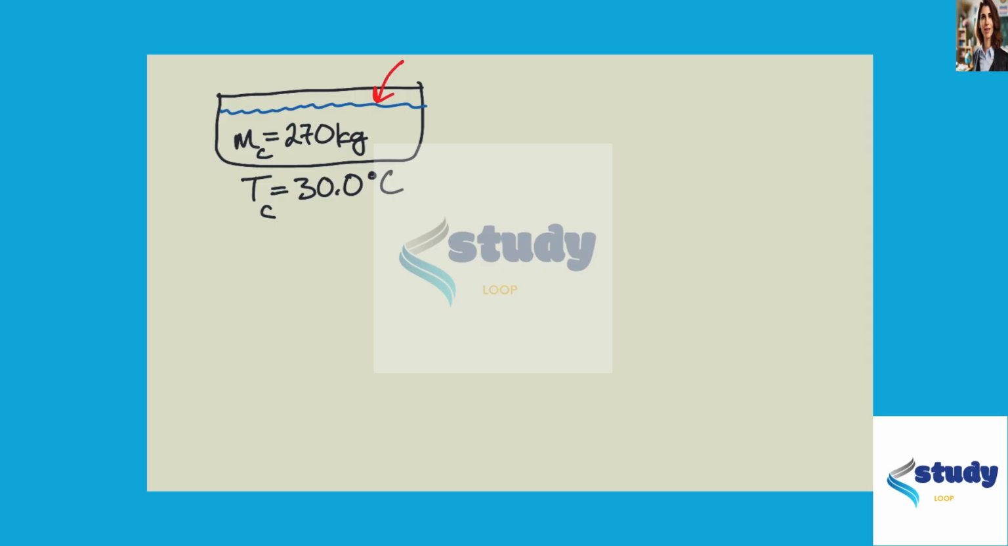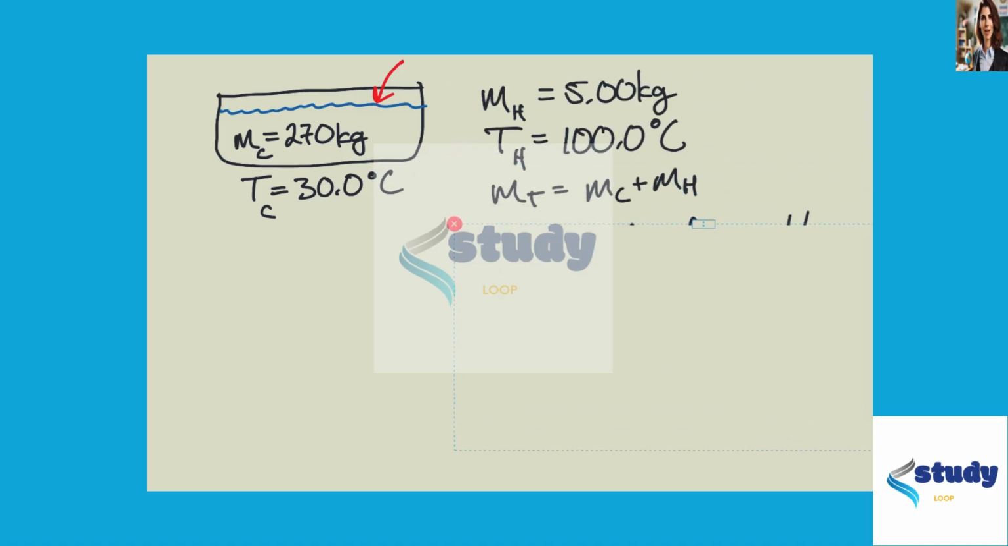So here is our bathtub. We have our existing water in here at 30 degrees C. We pour some hot water in to try to warm this up. And we are given all these things. And then we also know that the total mass of water in the end after we pour it in is just the sum of the mass of the hot and the cold waters.